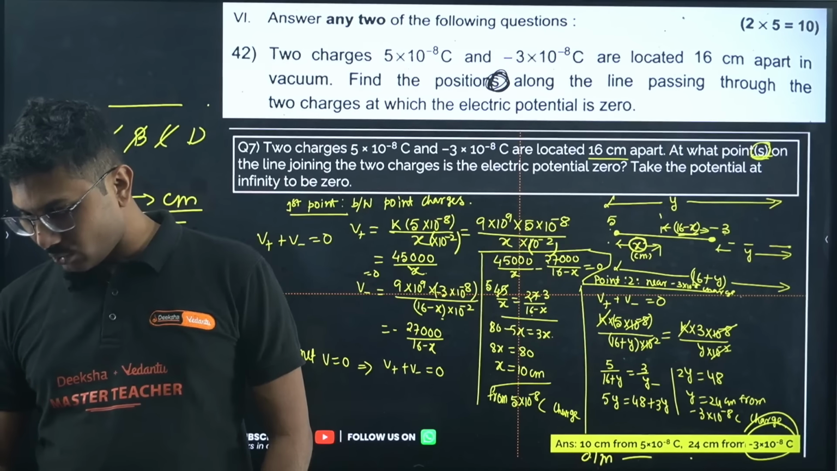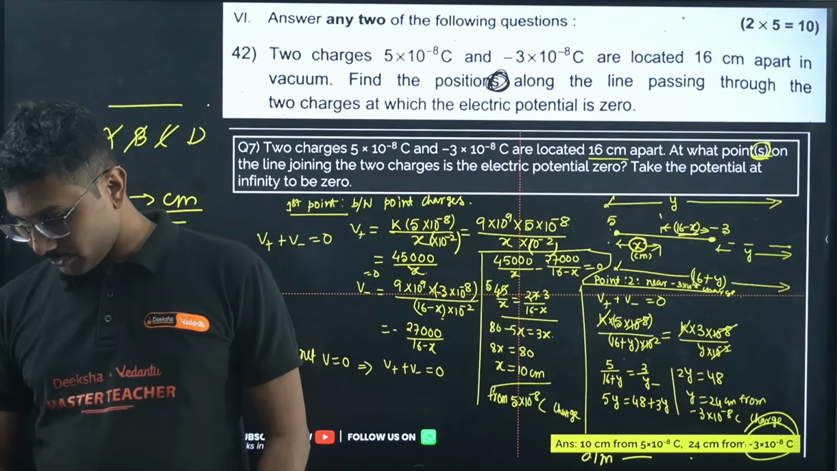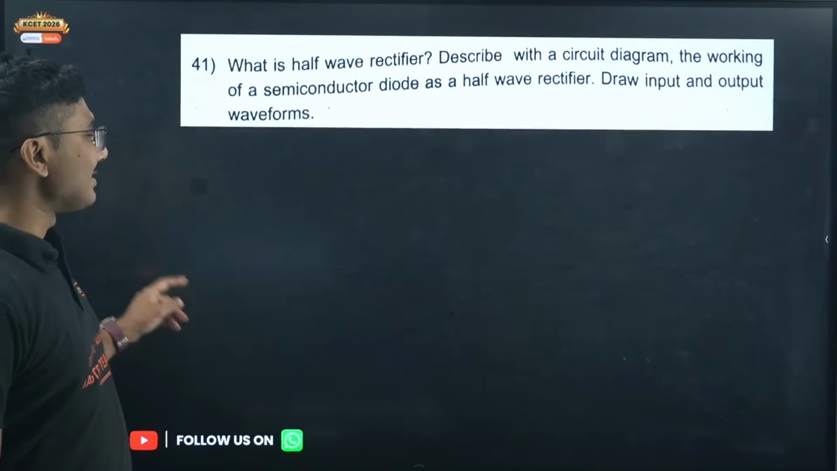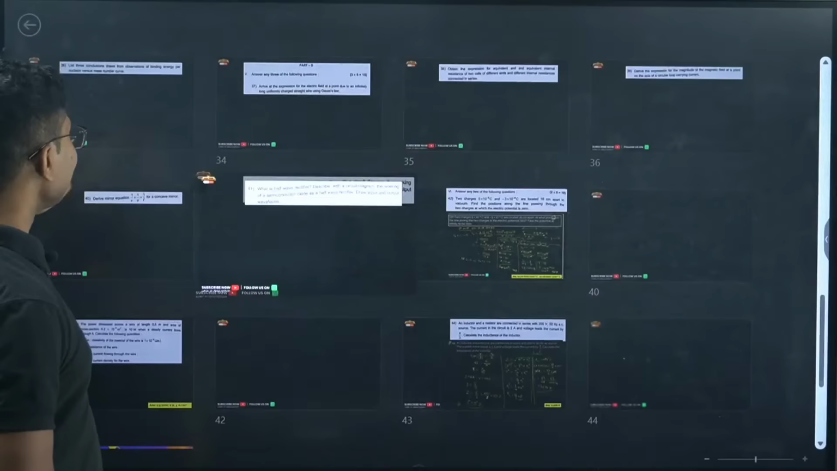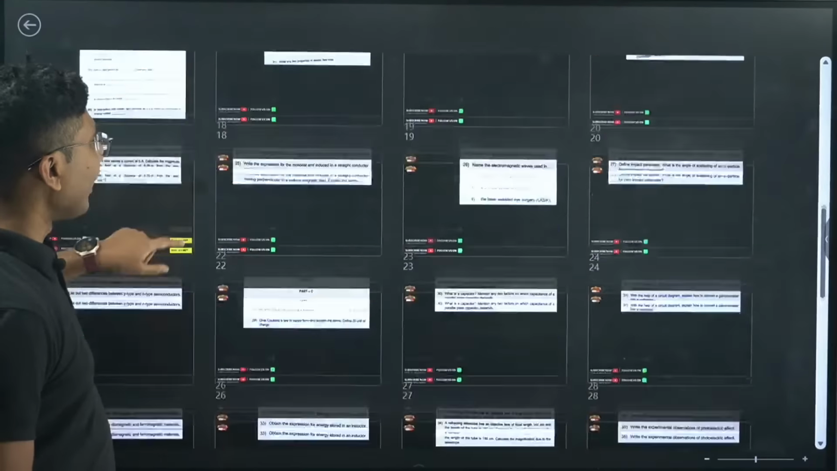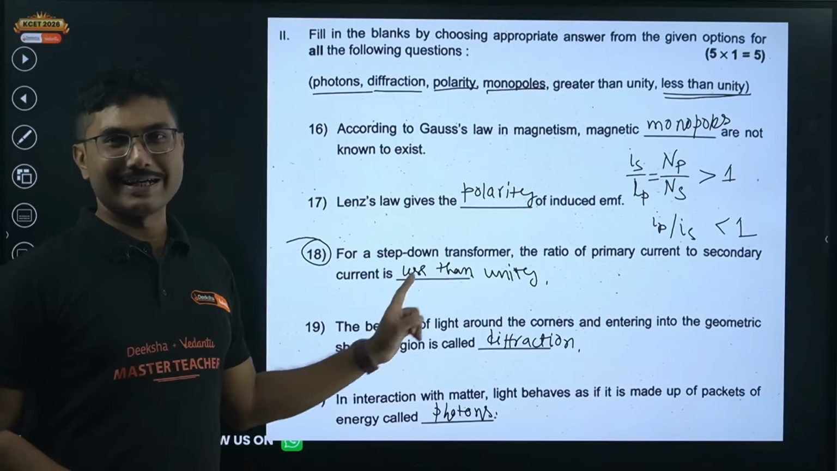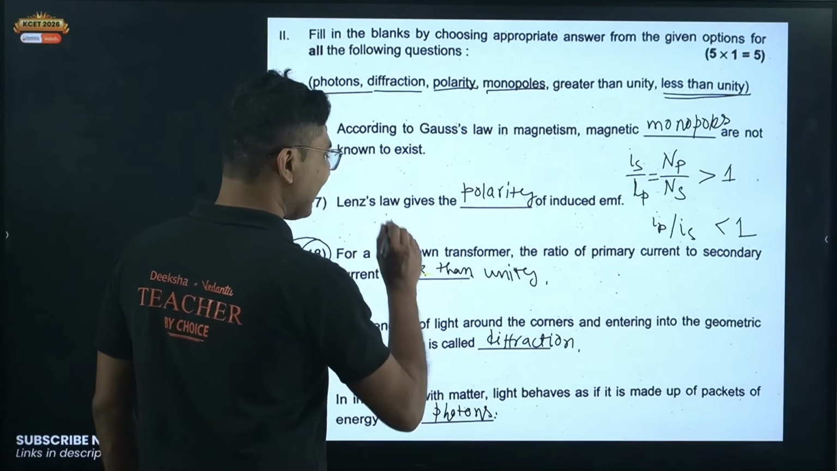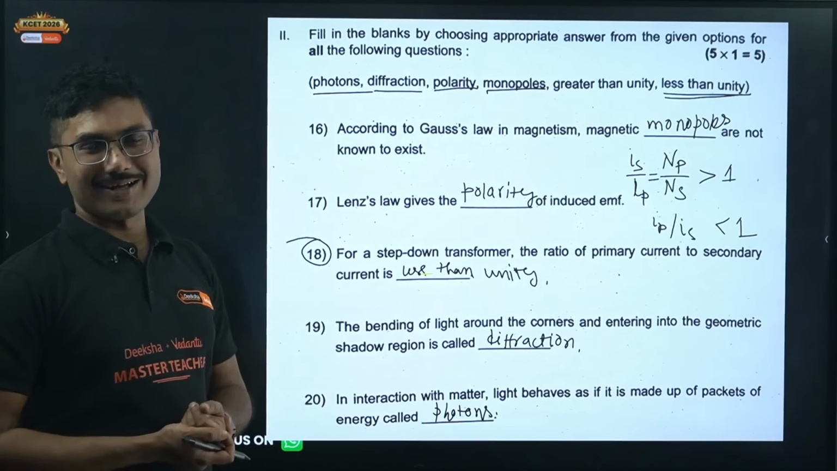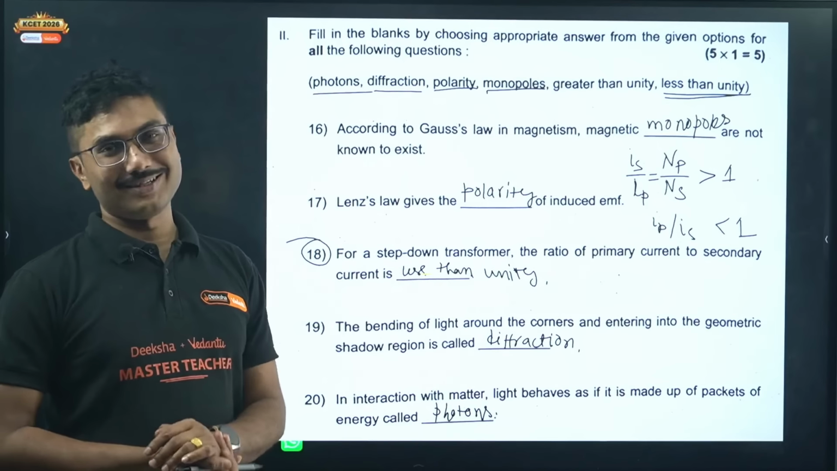Sir, fill in the blanks. I wrote less and scratched it, and wrote greater on top. The correct answer is less, not greater. So that means you wrote the correct answer, then you scratched it and wrote the wrong answer. So anyway, you will not get any marks. It will be less, not greater. If you have written the correct one, then scratched it and written the wrong answer, how are you expecting to get marks? You scratched the correct answer and wrote the wrong answer. How will you get marks?